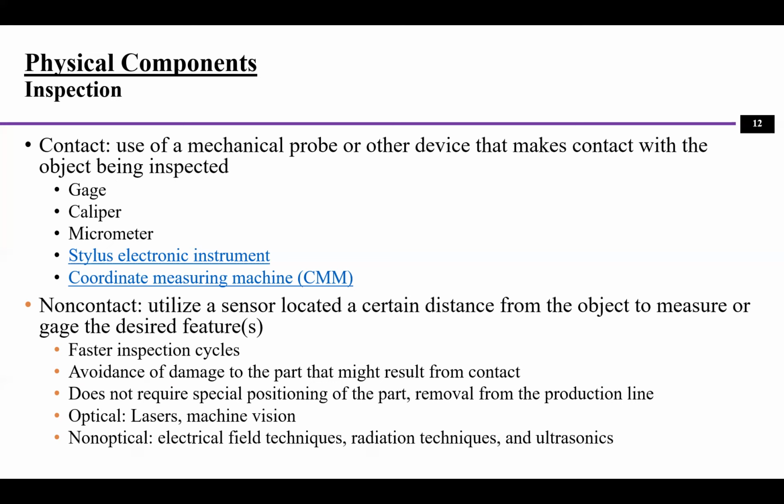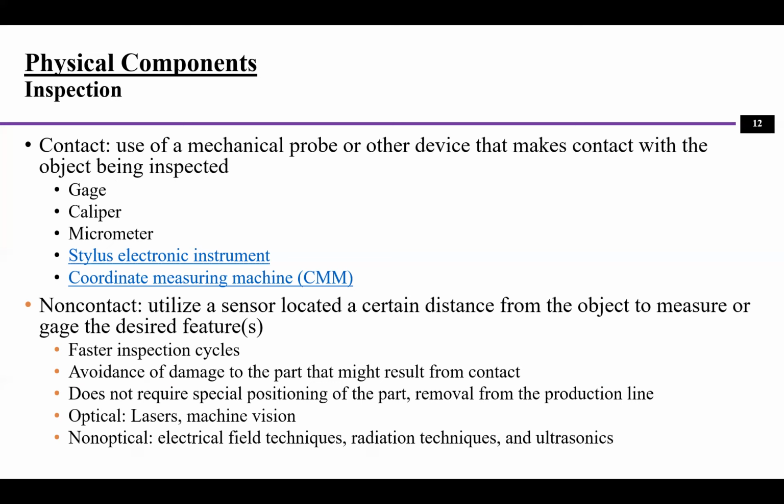Another type of inspection device is non-contact ones. Non-contact ones typically use a sensor to measure the features of a product. Comparing the contact and non-contact ones, non-contact typically do not have to touch the surface, so there's no way you can do damage, or you can avoid damage to the part. Also, it does not require special positioning of the part or removal from the production line. But with the contact one, you have to remove it and then measure it by hand, which can be a little more time consuming.